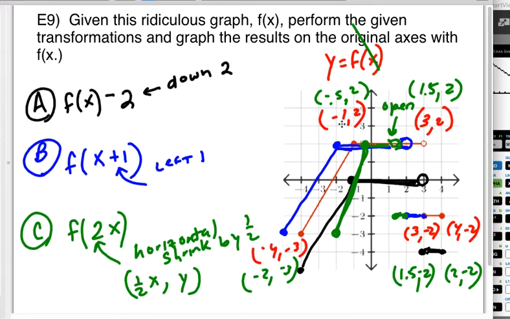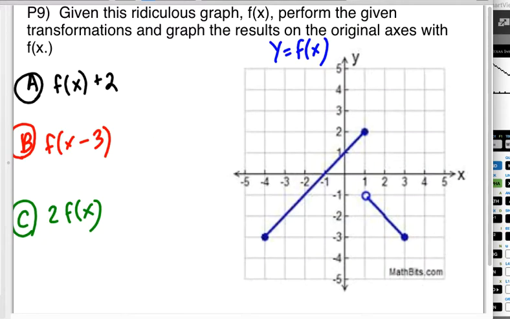I'm not going to give you a ton of these in general, but it's a good idea to know how to move stuff around if I give you an abstract function like this that's not one of the memorized parent functions that we know. All right, so we're going to try an E9, and then that's going to be it for this video. For E9, borrowed from mathbits.com, I found this piecewise graph.